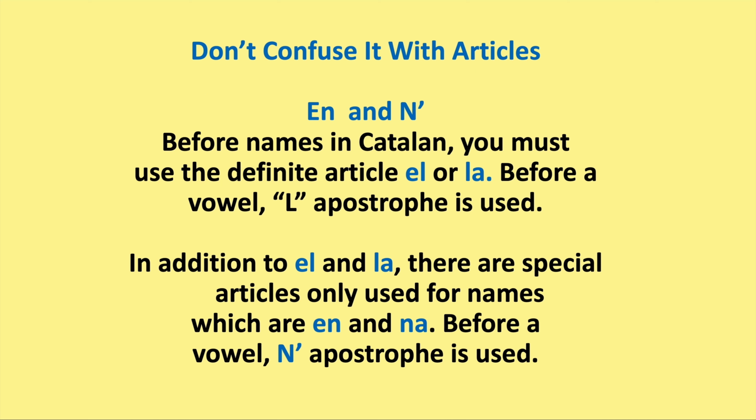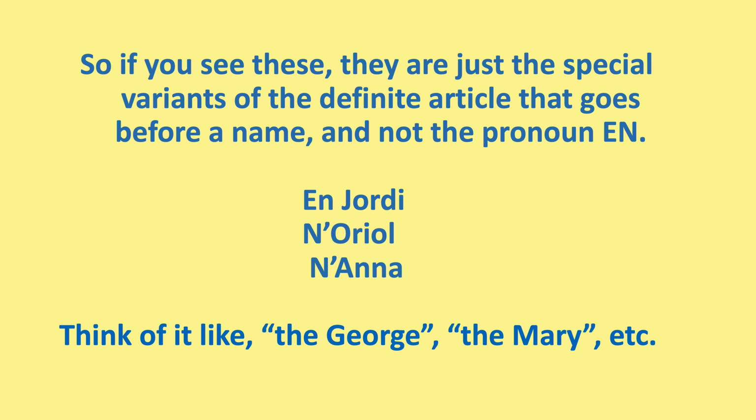Before names in Catalan, you must use the definite article "el" or "la". Before a vowel, "l'" is used. In addition to "el" and "la", there are special articles used only for names which are "en" and "na". Before a vowel, "n'" is used. So if you see these, they are just special variants of the definite article that goes before a name and not the pronoun "en". "En Jordi", "N'Uriol", "Na Núria". Think of it like "the George", "the Mary", etc.